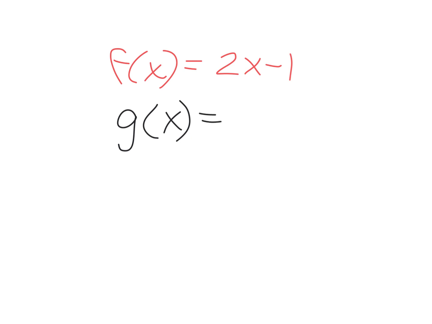So now, let's make sure that you get, what about if I make one function eat another function? Everybody write this out. F of x is equal to 2x minus 1, and g of x equals x squared.